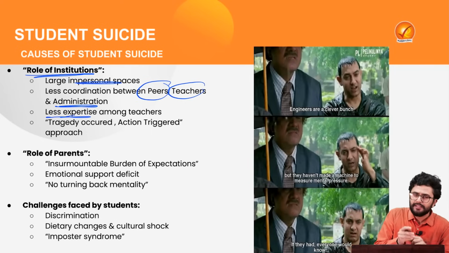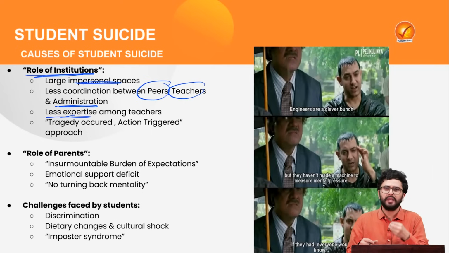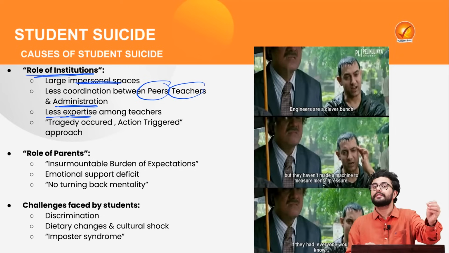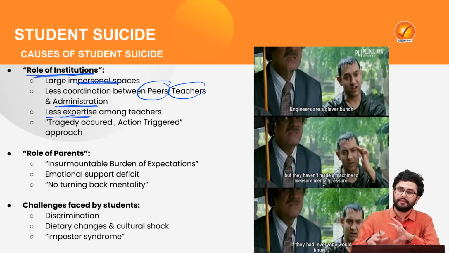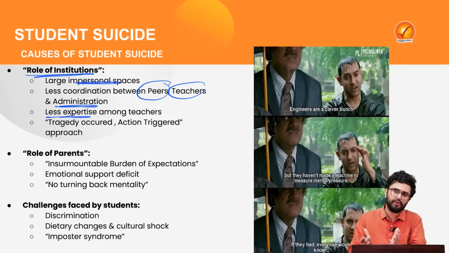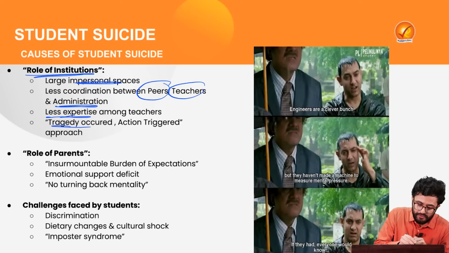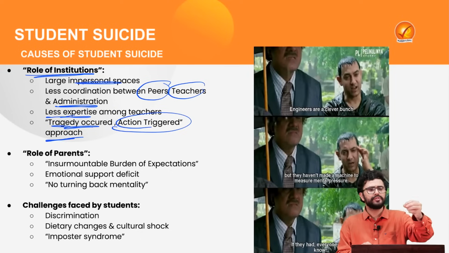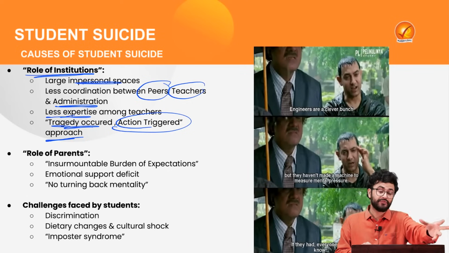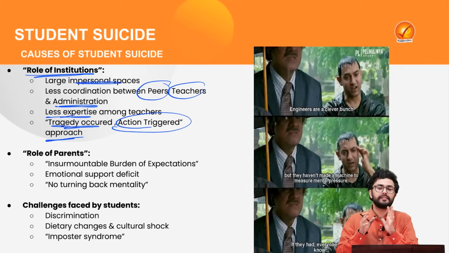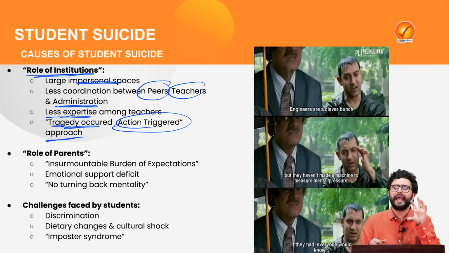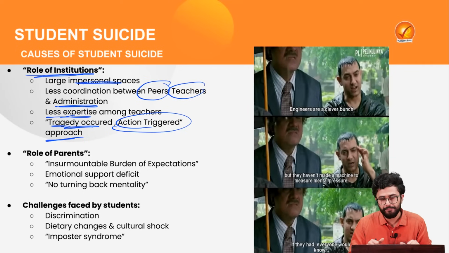Then obviously there is less expertise or empathy among the teachers and professors to actually understand what a student is facing, to identify the early signs of distress. And then all of these institutions, the majority of them at least, act with a tragedy-triggered approach, where unless and until some student has actually committed such an extreme step in their life, these institutions remain reluctant to provide these students with any kind of mental health support.